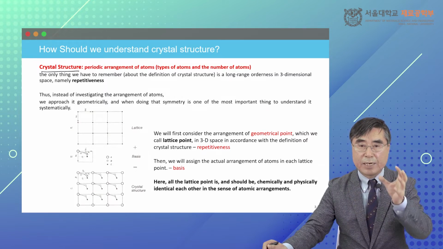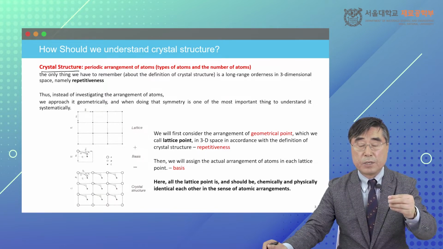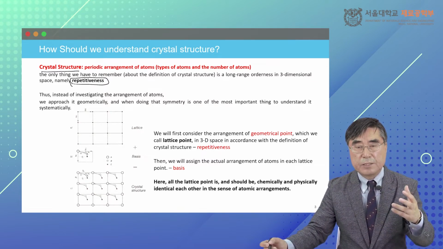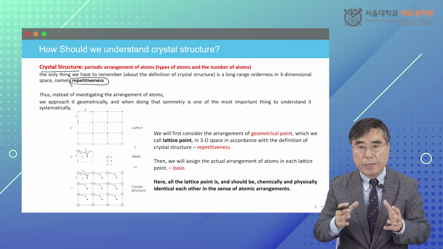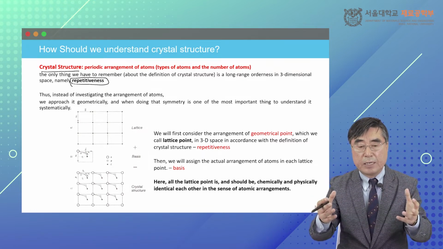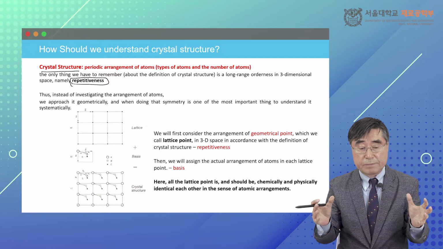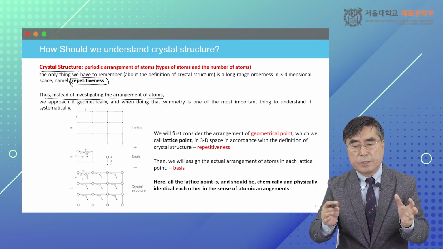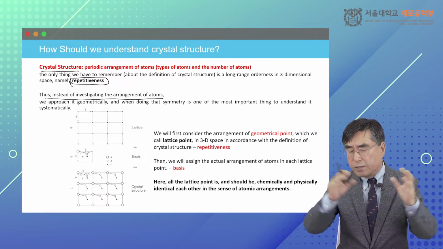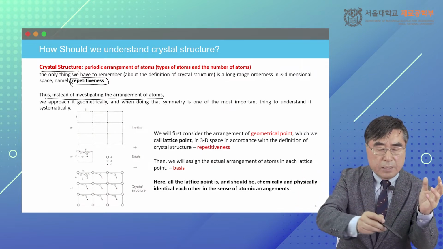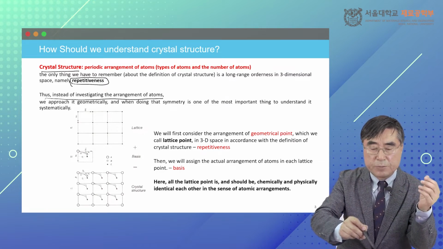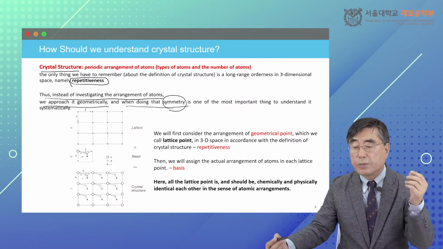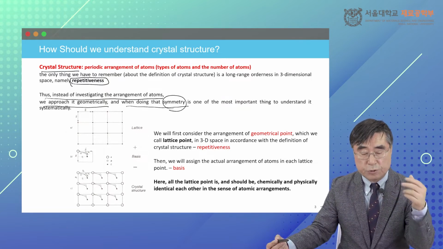This is one simple criterion which makes the crystal structures: repetitiveness, long-range orderliness. With these basic ideas, we try to derive a systematic way of looking at all the different crystal structures. Basically, that's crystallography. Instead of investigating the arrangement of all the different atoms and numbers of atoms, since there are thousands of crystal structures, we approach it geometrically. And when doing that, symmetry is one of the most important things to understand crystal structures systematically.